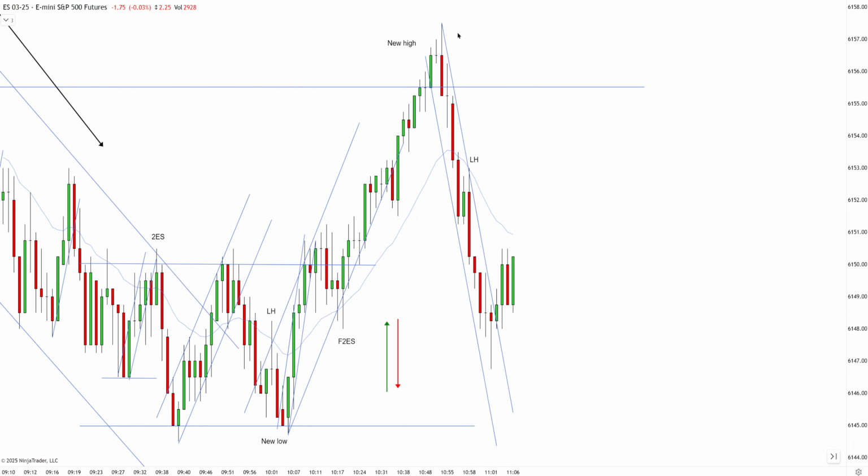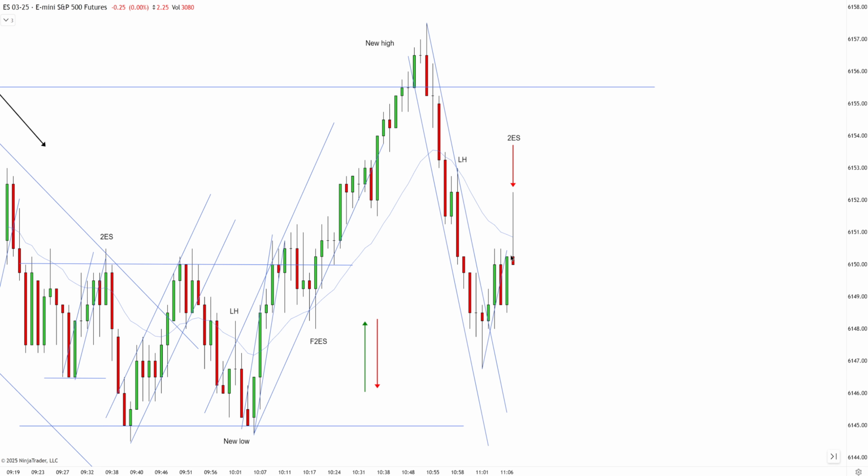You have a second entry short, and this is a great high probability setup. It looked very bullish. At the last second, it reversed all the way down like this. So great reversal. We're going to wait for a trigger below this bar. We're going to scalp for 8 ticks. You can even scalp a little bit less because ATR was super low.